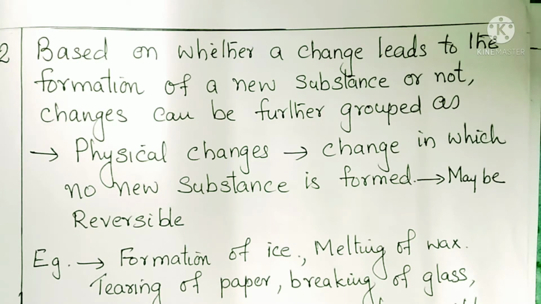For example, we discussed just now, formation of ice is a physical change. Have you seen wax? In candles, that white portion is called wax. So melting of wax: when you heat wax it becomes liquid form. Again you cool it, it will become solid form. So such changes in which no new substance is formed are called physical changes.